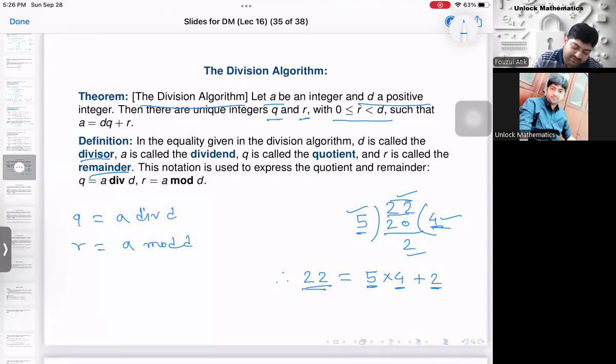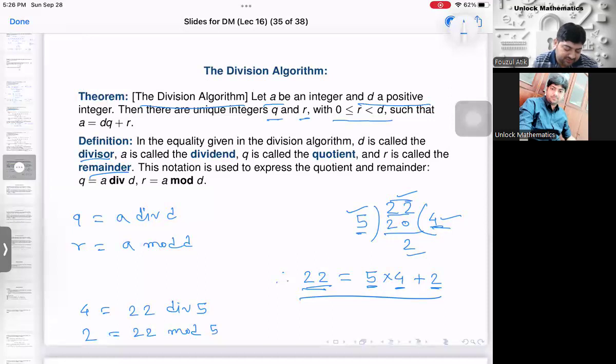Right? So in the previous example, what is the quotient? 4. You can write it as 22 div 5. And what is the remainder? 2. You can write it as 22 mod 5. That means if you divide 22 by 5, you will get a quotient of 4. If you divide 22 by 5, you will get 2 as a remainder. Clear?